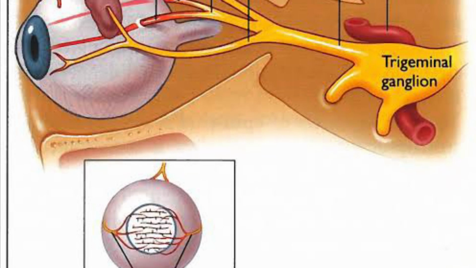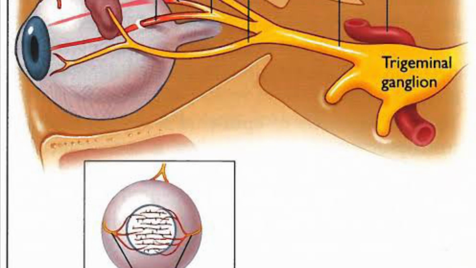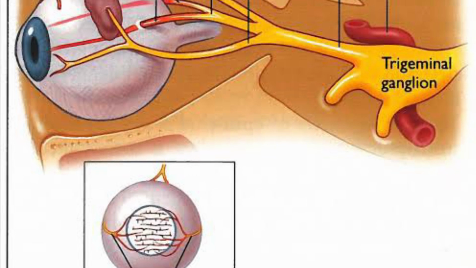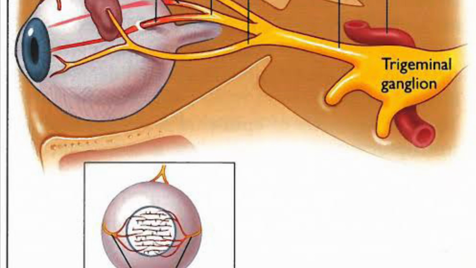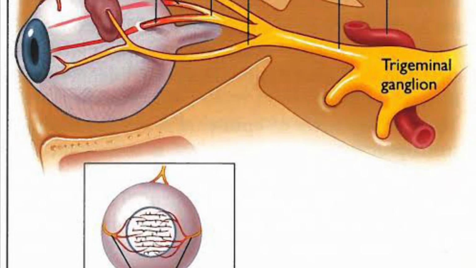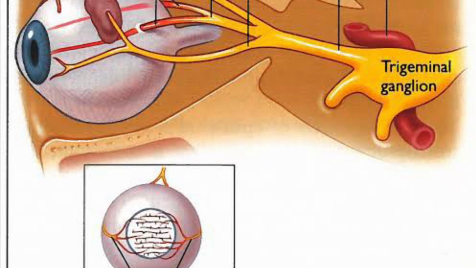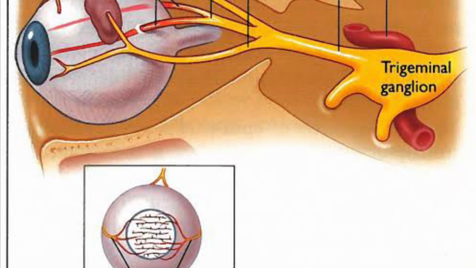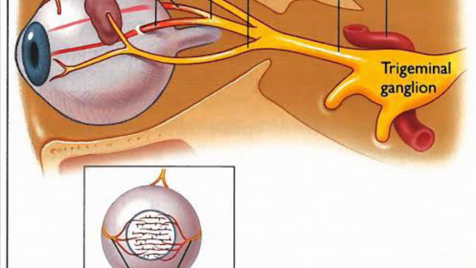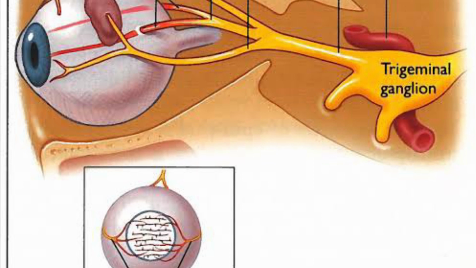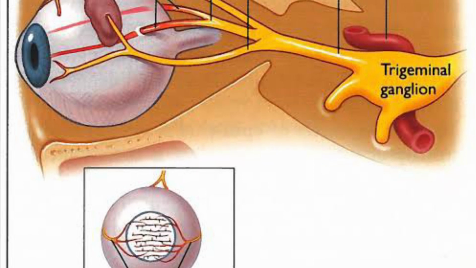In the orbit, the nasociliary nerve gives off branches to the ciliary ganglion, and two or three long ciliary nerves, which carry the pupillodilator sympathetic fibers and convey sensation from the cornea. This is of cardinal importance for the protection of the very delicate cornea. This sensation protects the cornea.